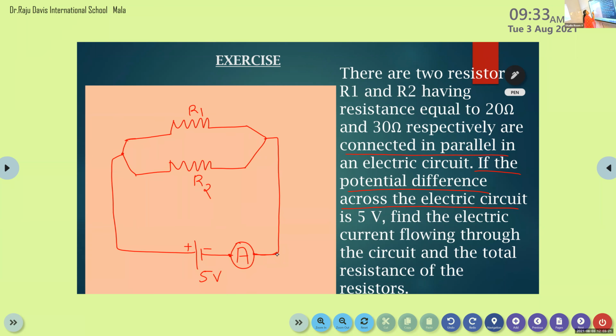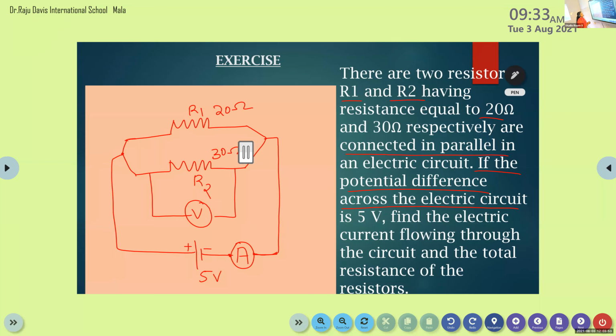And how is a voltmeter connected? A voltmeter is always connected in parallel. The arrangement of the components in rows is called parallel combination. So here the voltmeter is always connected in parallel. This is not our question; this is the experimental arrangement. What are the values of R1 and R2? R1 is equal to 20 ohm and R2 is equal to 30 ohm.